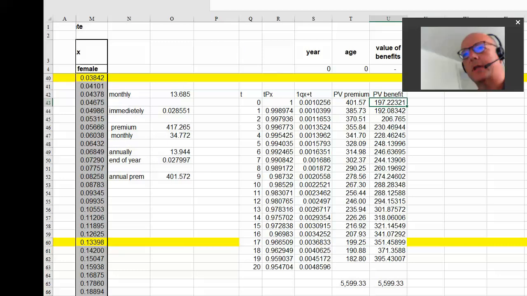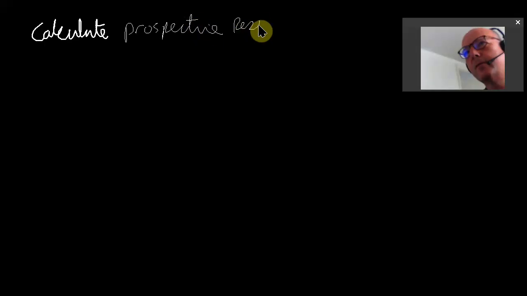So let's calculate, and I'll go back to the actual premium we used, because I don't need to actually step it through in the spreadsheet. That was the annual premium, but payable monthly, £417. Okay, so let's calculate the prospective reserve.